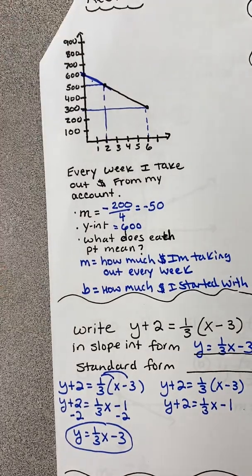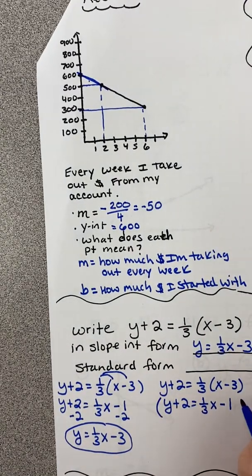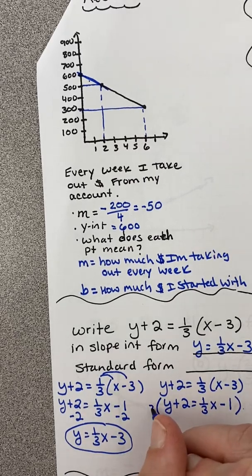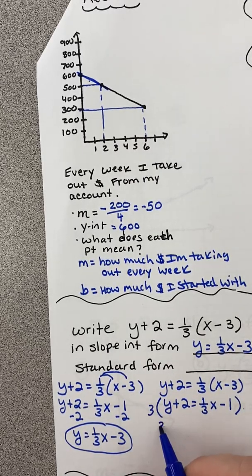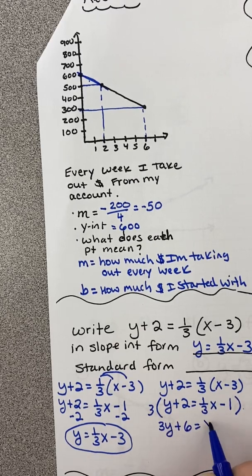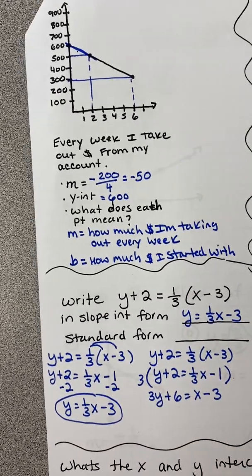Okay, now I have a fraction there which I do not like, so I'm going to get rid of it. To get rid of it, I multiply the entire equation by the denominator. So I'm going to multiply this entire thing by 3. So now I have 3y plus 6 is x minus 3. And now I have no fractions, because remember in standard form we cannot have any fractions.